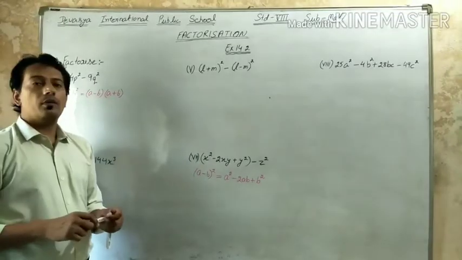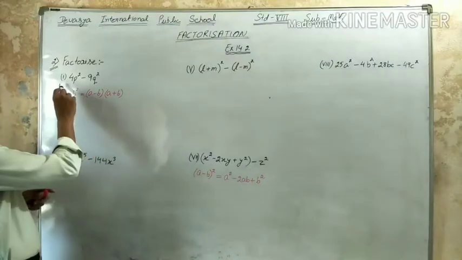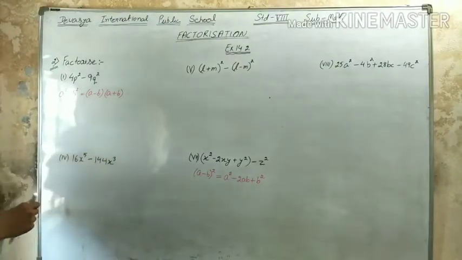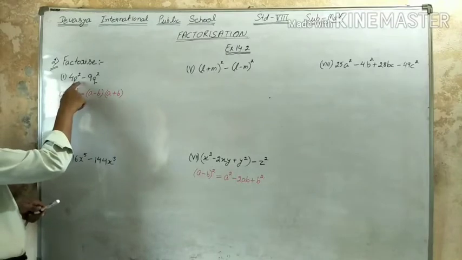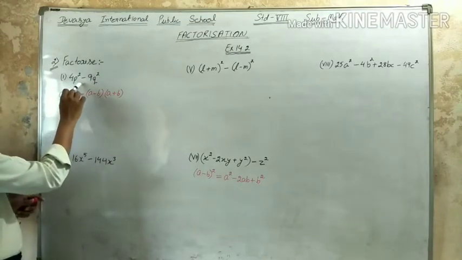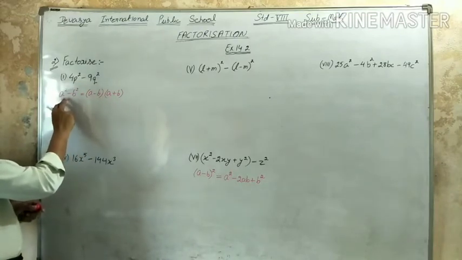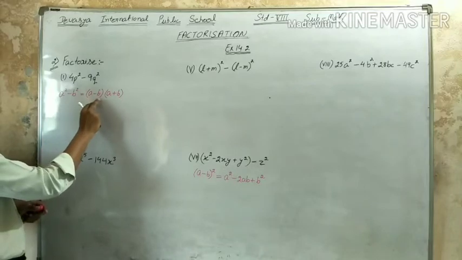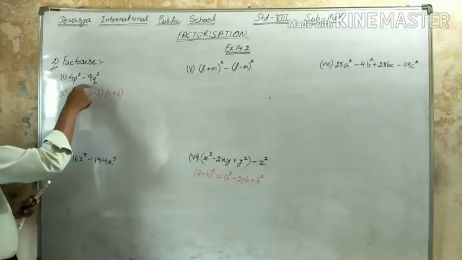Okay students, now we will be solving question number 2 in exercise 14.2, Roman number 1. Here, as you can see, the expression is 4p square minus 9q square. As you can already see, we can compare it with the identity a square minus b square is equal to a minus b into a plus b. So we just need to modify this expression.